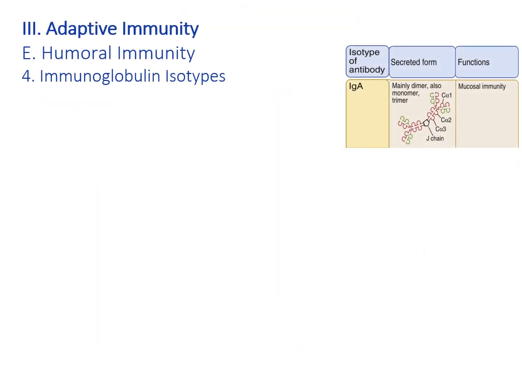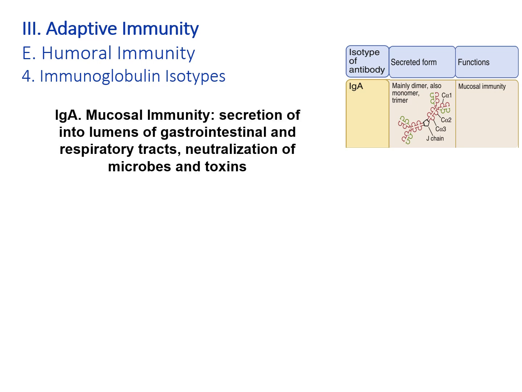Let's now discuss the different immunoglobulin isotypes. First, we have IgA. So this is responsible for mucosal immunity, and they are usually secreted as a dimer. They are secreted into the lumens of the gastrointestinal and respiratory tracts. They are able to neutralize microbes and toxins.